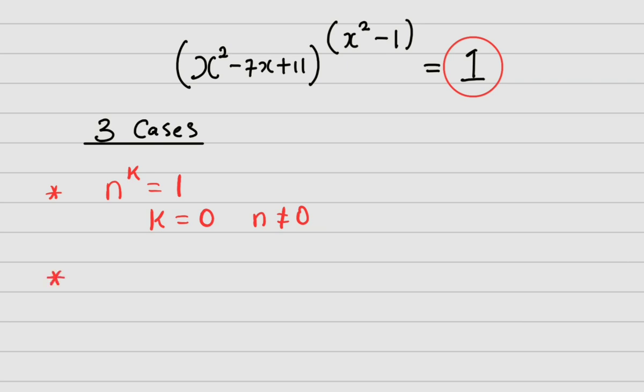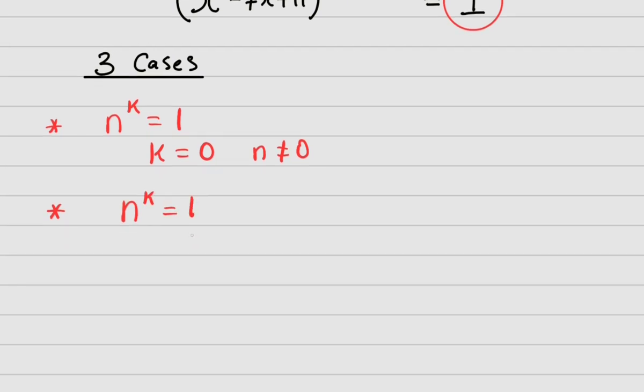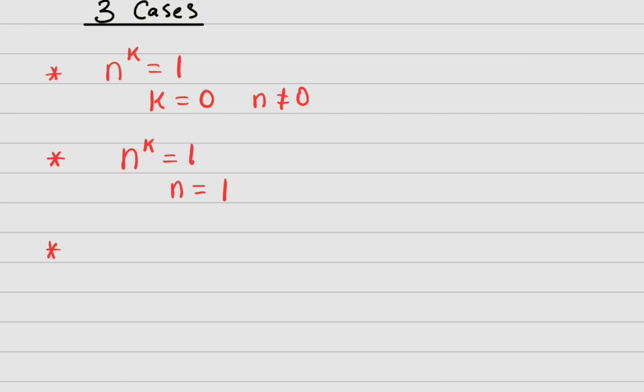Then the second case is, if we have n raised to power k is equal to 1, then in this case n must be equal to 1. Once n is equal to 1, raised to power anything, it gives 1. Then the third case, which is the last, is that I have n raised to power 2k is equal to 1. Then n can be minus 1.